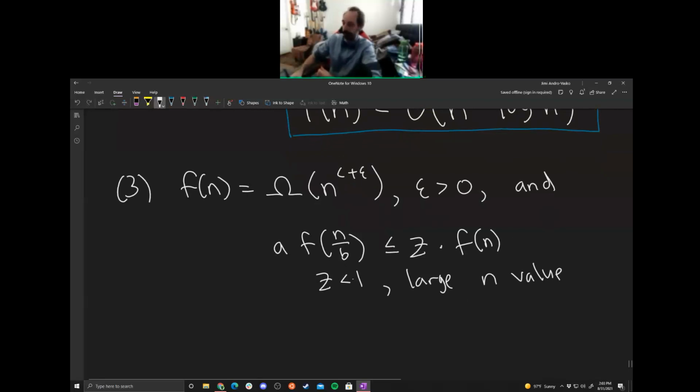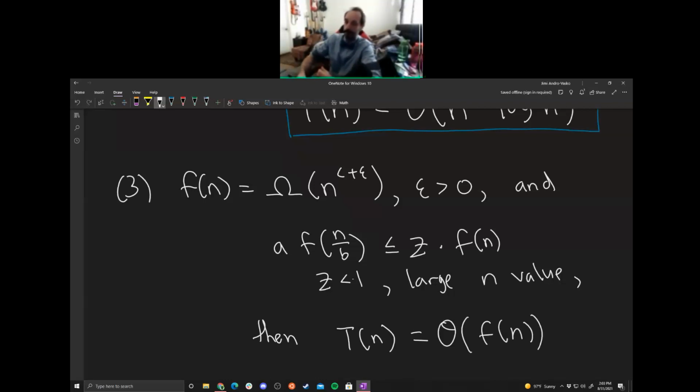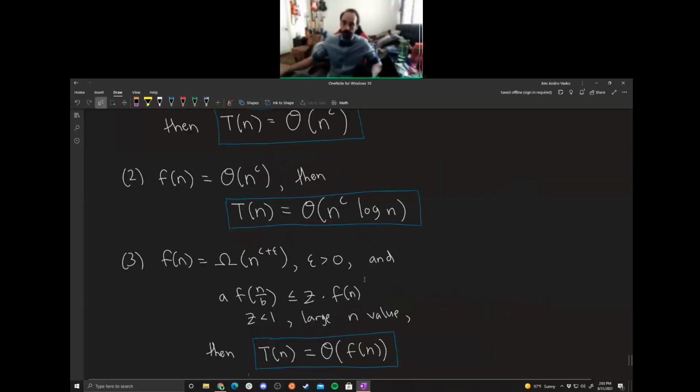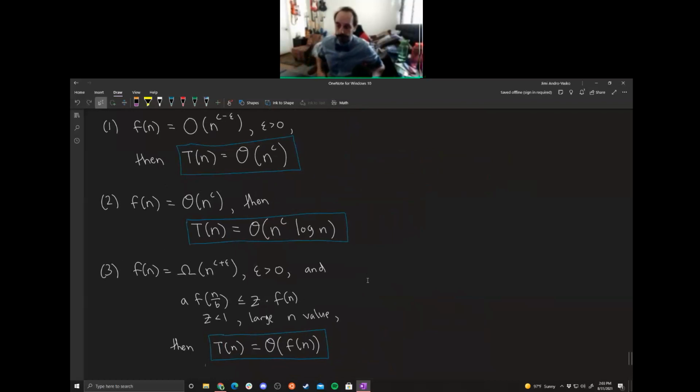So if that's the case, then t of n equals theta f of n. And I'll box this here in blue. That's the result of this. Let me just zoom out so we can see all of this in front of us. So maybe you can take the whole notes down right there. So that's our Master Theorem.